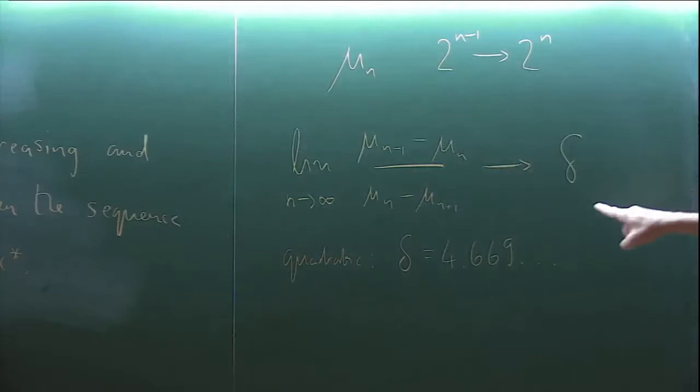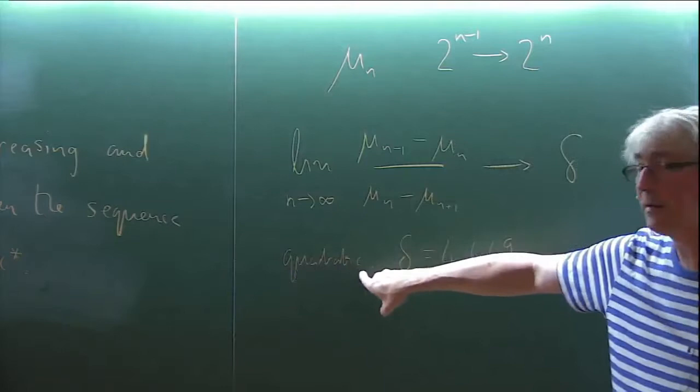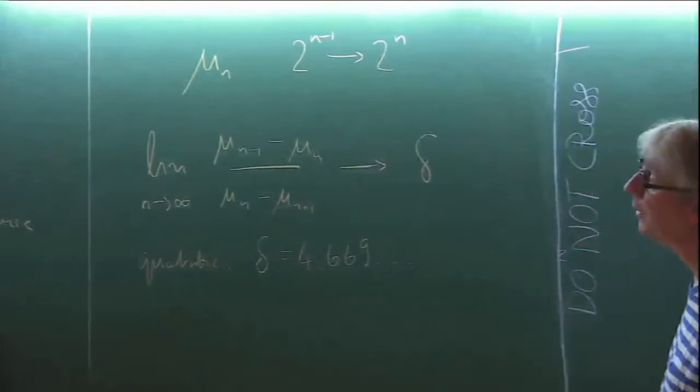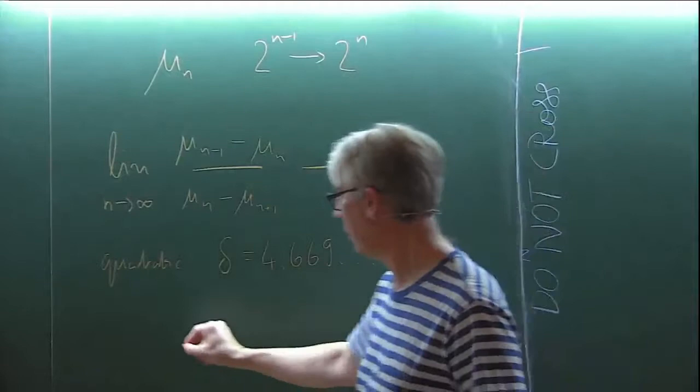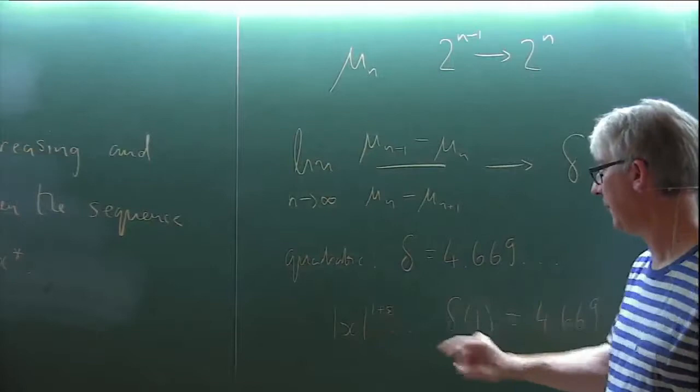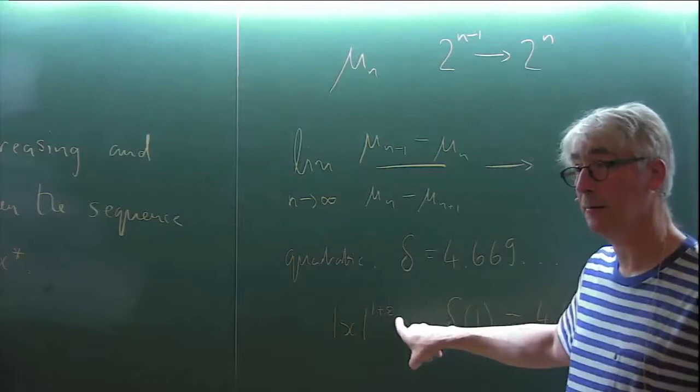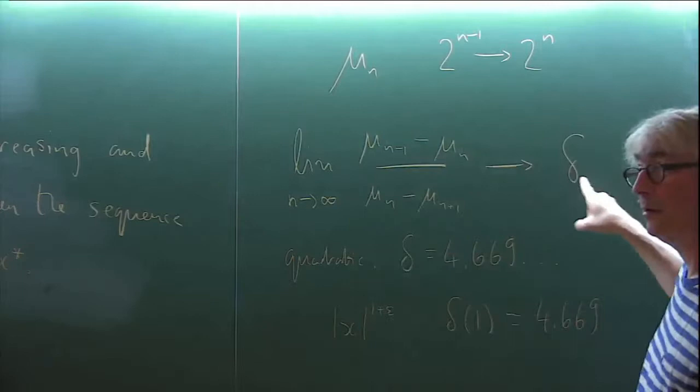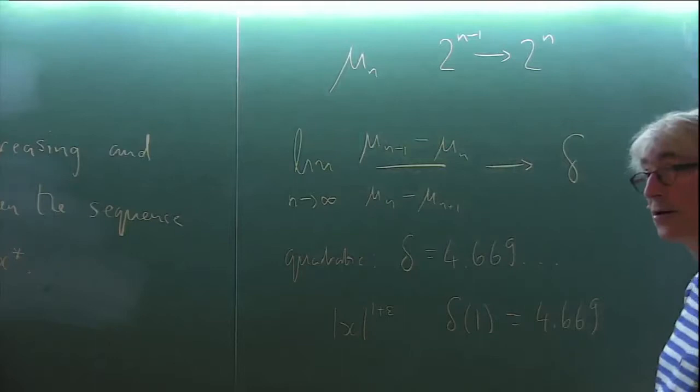Okay. And that depends effectively, I mean, there are some other conditions, but effectively on the turning point being quadratic. Now, in fact, as you change the nature of the turning point, so |x| to the 1 plus epsilon, okay, so then we have delta of 1 is 4.669. Okay, that reads squared. But there are well-defined, but delta now becomes a function of epsilon. But it is still the case that you get this nice exponential convergence to these sorts of things.